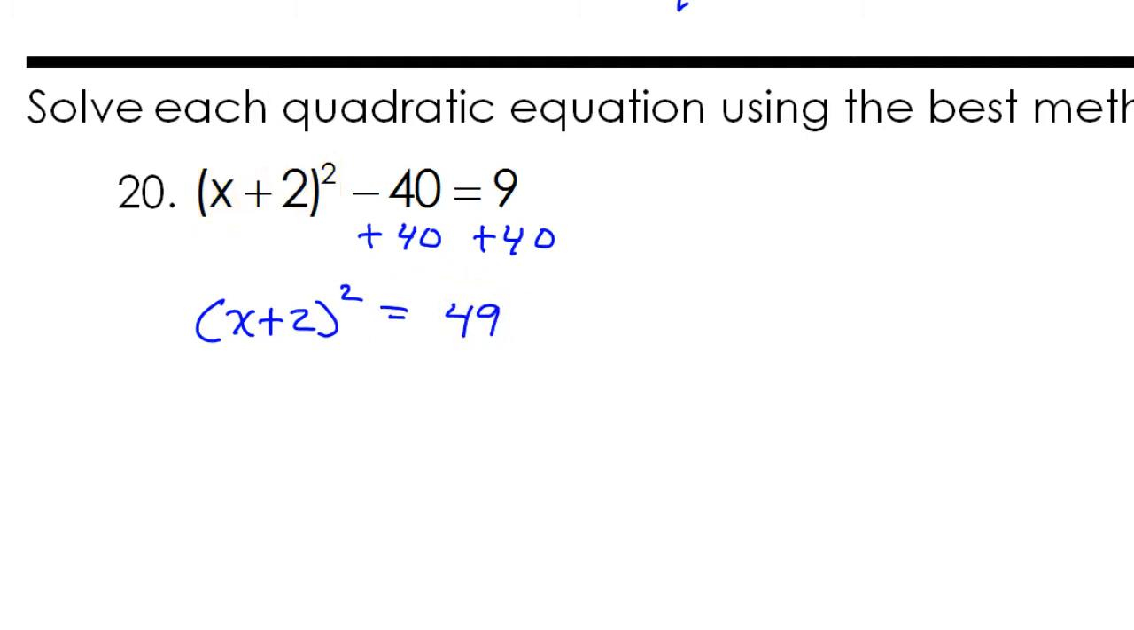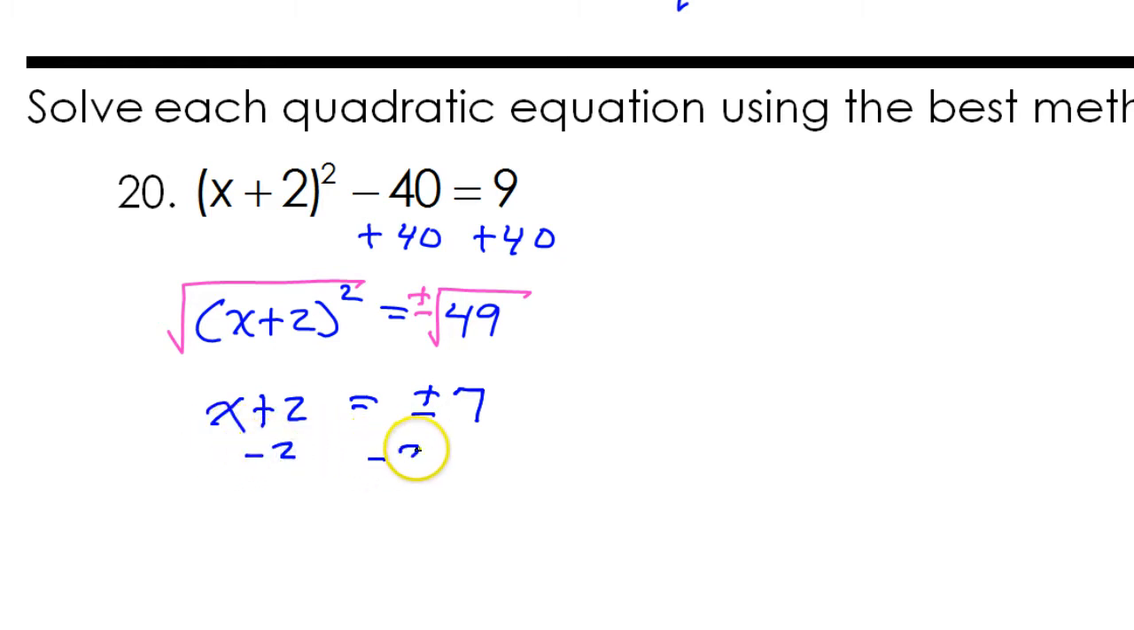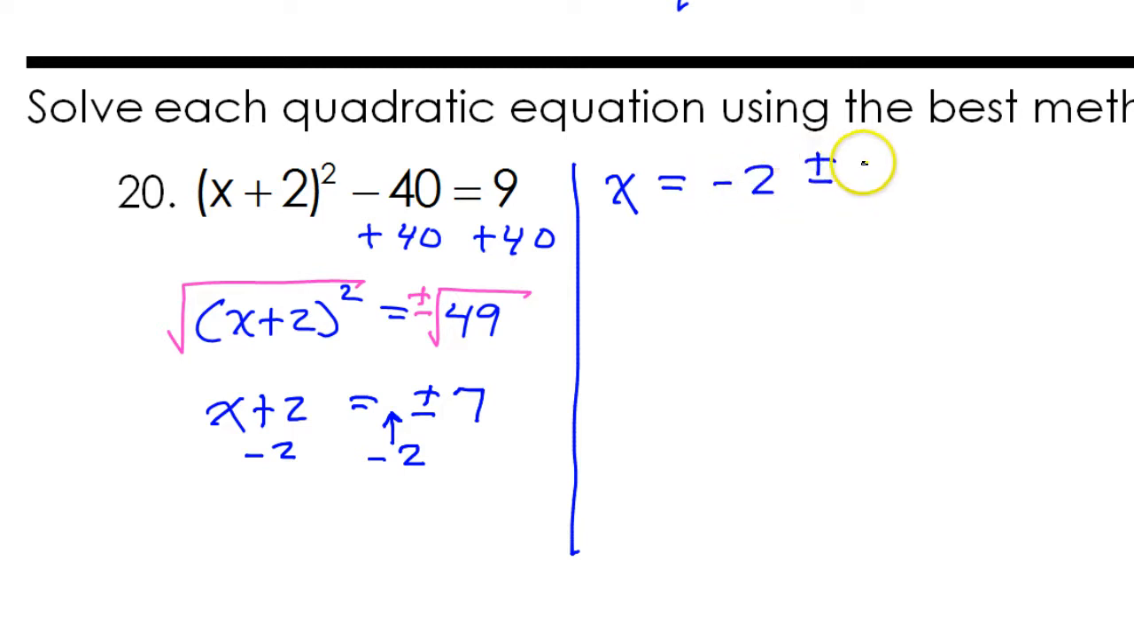Alright, next to unsquare things, we use square root. So I would take the square root of both sides. Please don't forget it will be plus or minus anytime you take the square root of both sides of an equation. So that gives us x plus 2 is equal to plus or minus 7. Square root of 49 is 7. We still need to get x by itself, so let's subtract 2 from both sides. But when you have a plus or minus, put it in the front. So that's going to give us x equals negative 2 plus or minus 7.